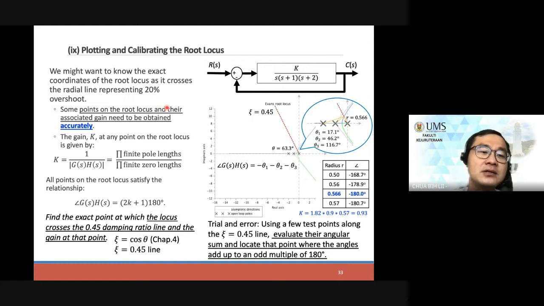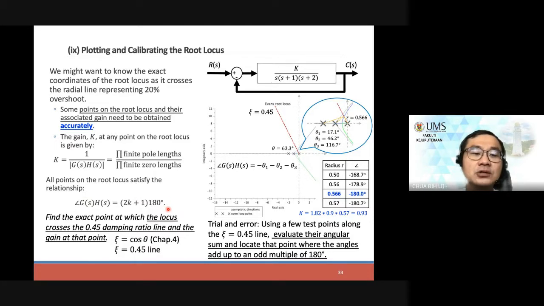Some points on the root locus and their associated gains can be obtained very accurately if you draw it properly. So how we can get all these points, we again use this equation, the gain value K equals 1 over GH, which represents the product of all the finite pole lengths divided by the finite zero lengths. Draw all the lines and just do it. So here are all the points that satisfy this condition as well.